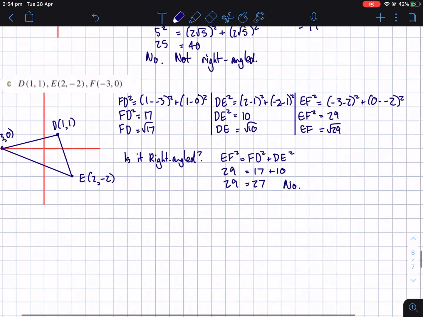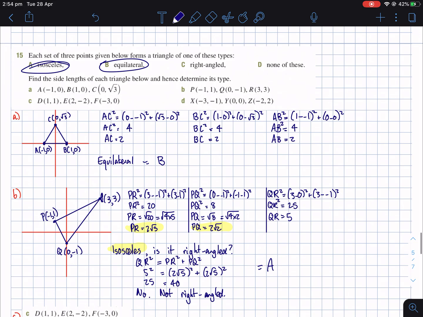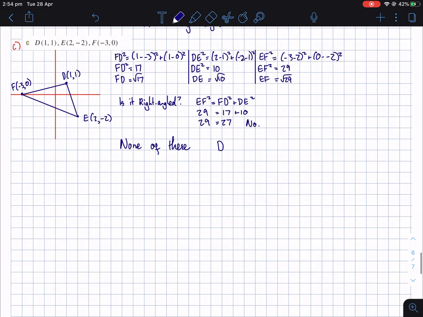I mean, I feel bad, but none of these. Which was option D. Which means question D must be C. And to double check, we would have followed the same process as C.